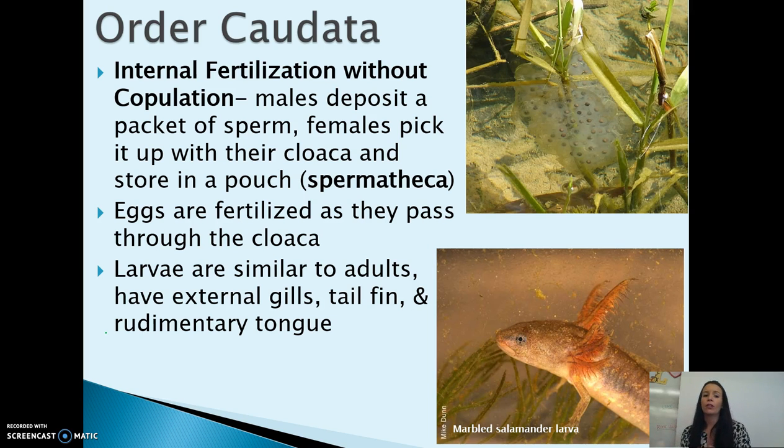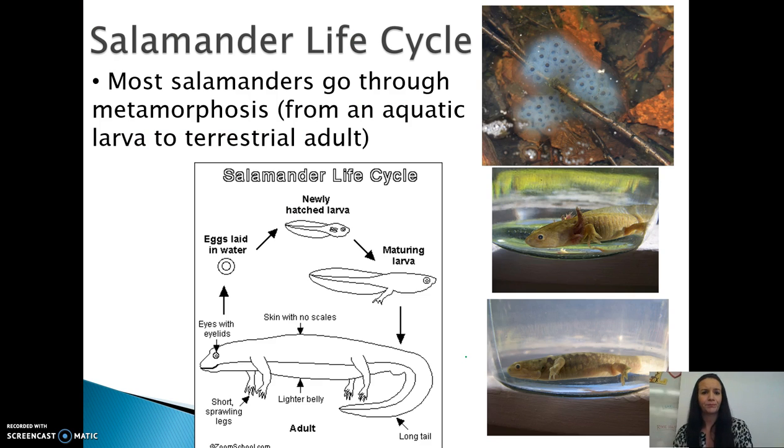They also do internal fertilization, so they don't actually mate, so copulation, they're not actually mating. The males are going to deposit sperm, and the females pick it up and put it in their cloaca where it gets stored. So kind of an interesting concept compared to what we've talked about so far with different animals. The eggs are then fertilized while they're in the cloaca, and these larvae are very similar in appearance to the adults, except they have external gills like you see over here, a tail fin, and a rudimentary tongue.